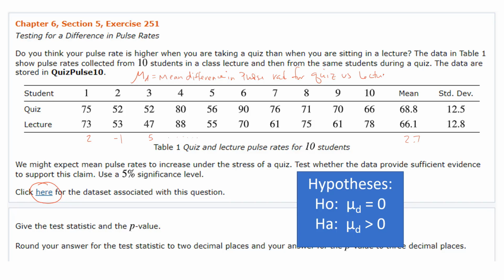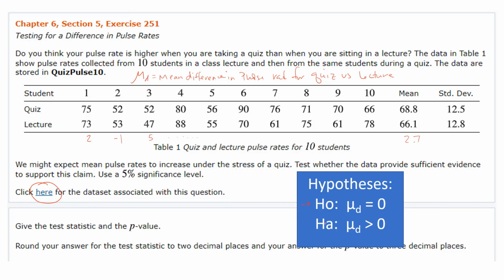Okay, if there's no difference in the pulse rate for a quiz and a lecture, then the mean difference would be 0. So no difference is 0. So our null hypothesis is that the mean of the differences, or the mean difference, is equal to 0.